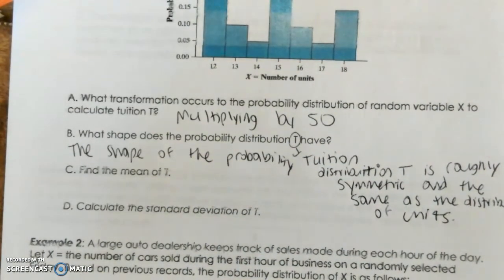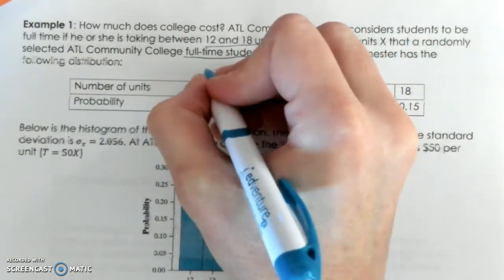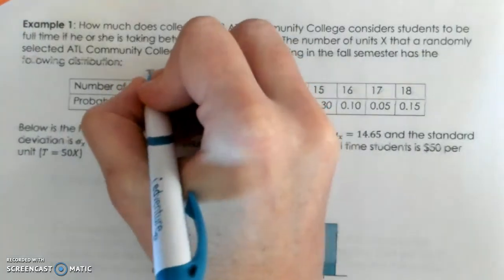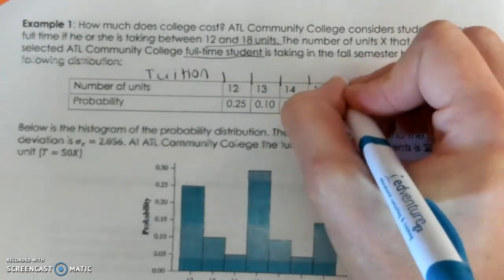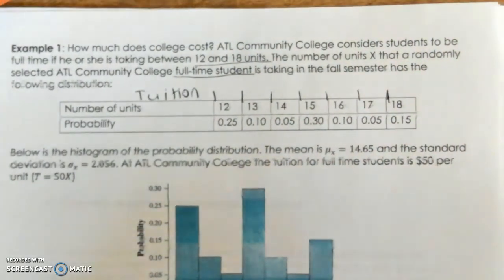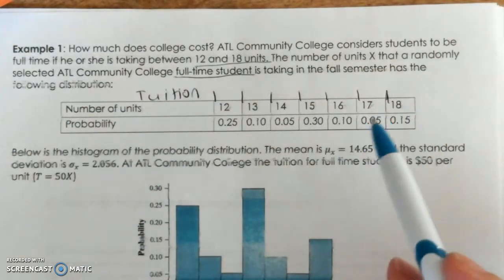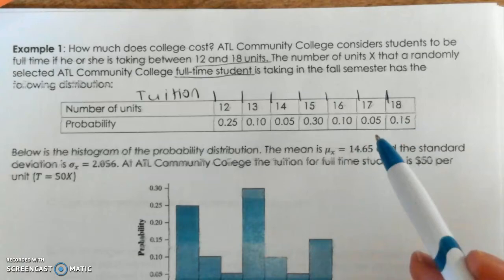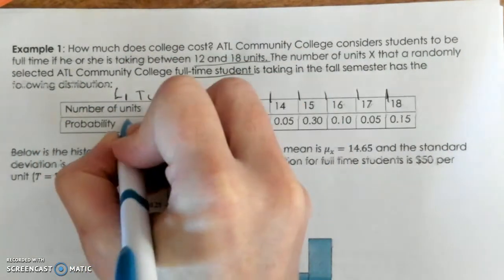All right, find the mean of T. And calculate the standard deviation of T. So what we're going to do here is calculate our new L1, our tuition up here. And to do that, I'm just going to multiply everything by 50. I'm going to pause the video while I multiply everything by 50, and then I'm going to put it in the calculator to get the expected value and the standard deviation. Remember, I'm going to put in tuition as my L1 and probability as my L2. So go ahead and do that as well.